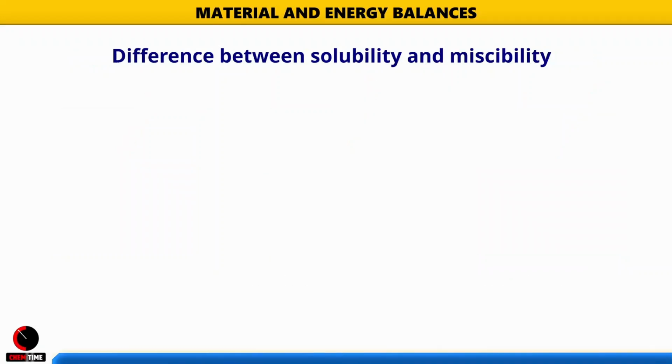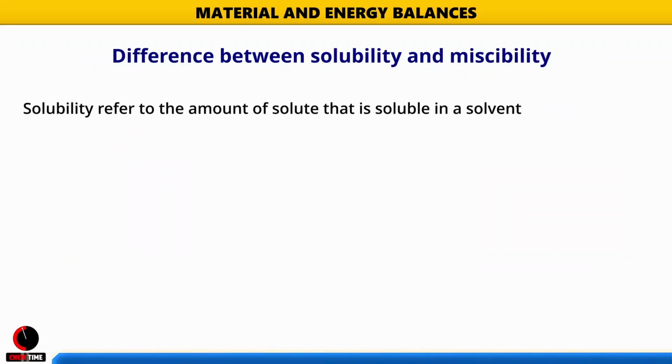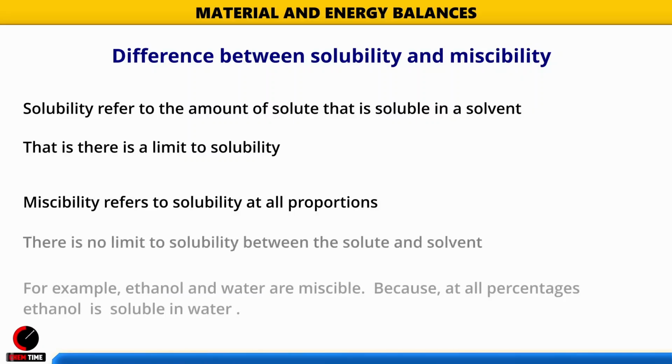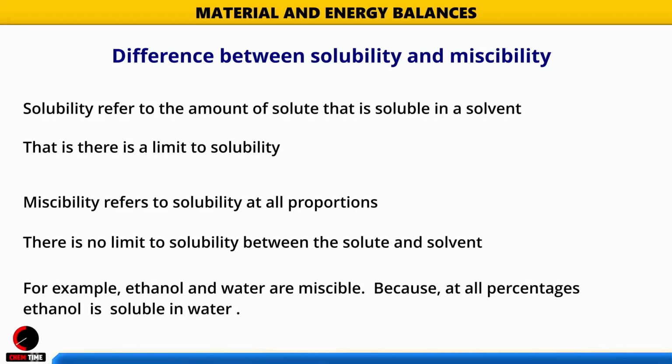Difference between solubility and miscibility. Solubility refers to the amount of solute that is soluble in a solvent, and there is a limit to this solubility. Whereas in case of miscibility, it is solubility at all proportions. For example, if you take ethanol and water, you say ethanol and water are miscible, you never say ethanol and water are soluble, because at all proportions of ethanol and water, they dissolve.